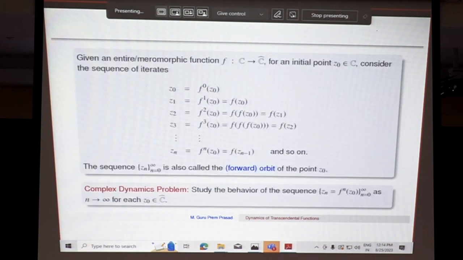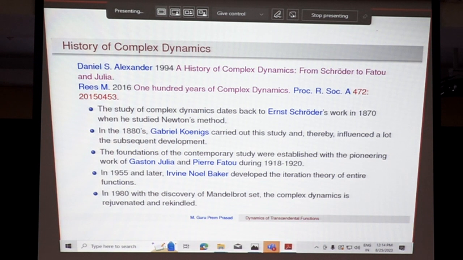Start with the initial point z0, then you compute f of z0, f of f of z0 and so on. This sequence is called the sequence of iterates, or the orbit or forward orbit of the point z0. Basically we want to study the behavior of the forward orbit of each point in the complex plane. This is basically a discrete dynamical system.